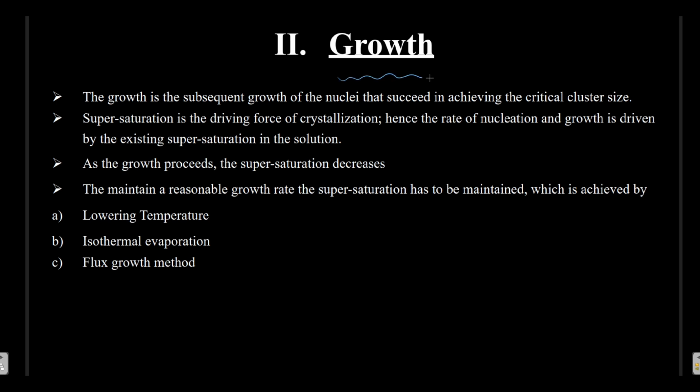Similarly, the second one is the growth. The growth is the subsequent growth of the nuclei that succeed in achieving the critical cluster size. So more and more nuclei will come together and form a single crystal, a single seed. Now if that attains a critical cluster size, that is the critical form of it, it will start to grow. That means its size will start to grow. It will get bigger and bigger. That means the crystal is getting larger and larger.